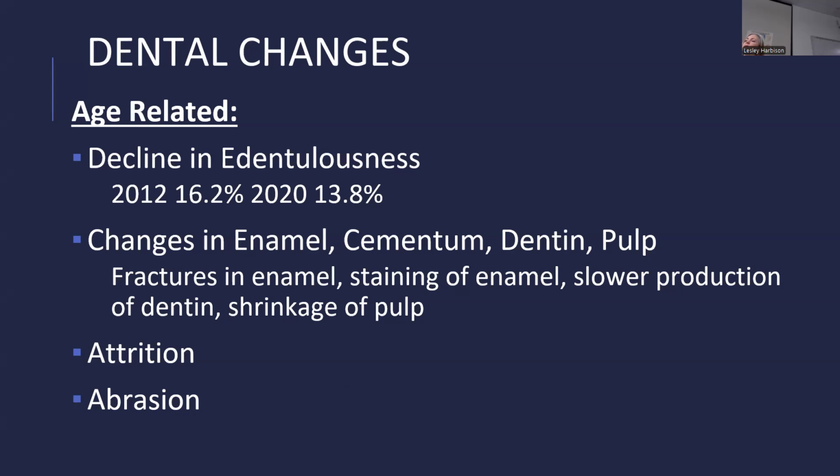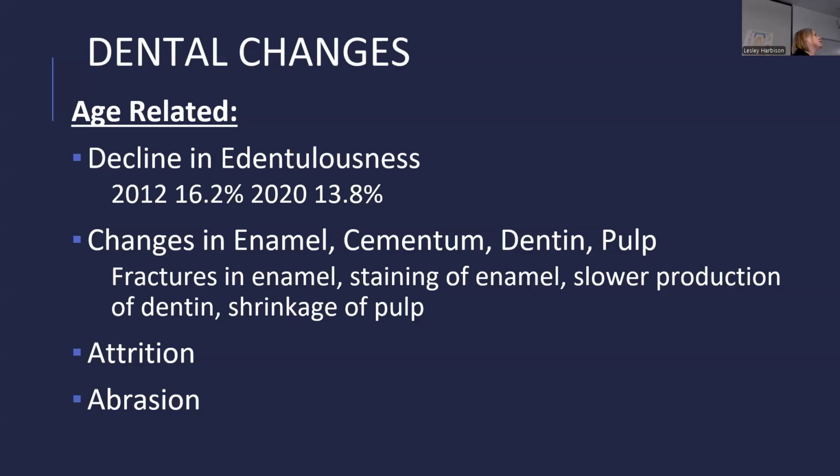Changes in enamel, cementum, dentin, and pulp. We do see basic wear and tear. Again, this depends on the person and their lifestyle and habits, but in general you do start to see some hairline fracturing that becomes a little more obvious in the enamel, and staining of the enamel from life: drinking wine, coffee, tea, smoking, tobacco, whatever it might be. There is a slower production of dentin, and over time a shrinkage of the pulp chamber.